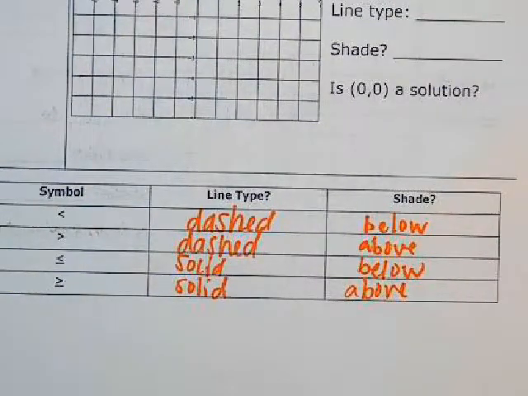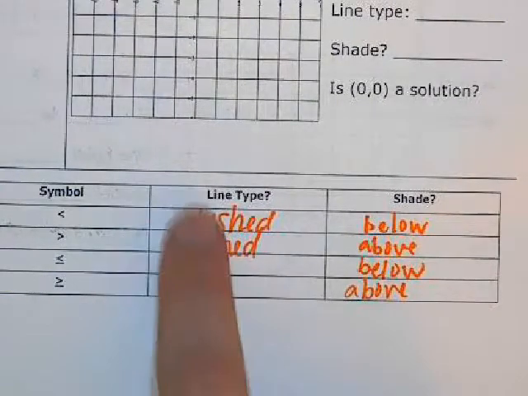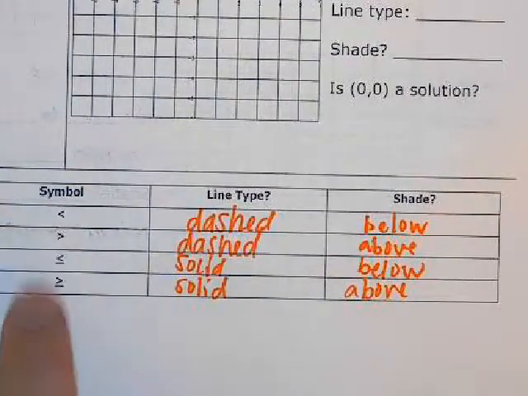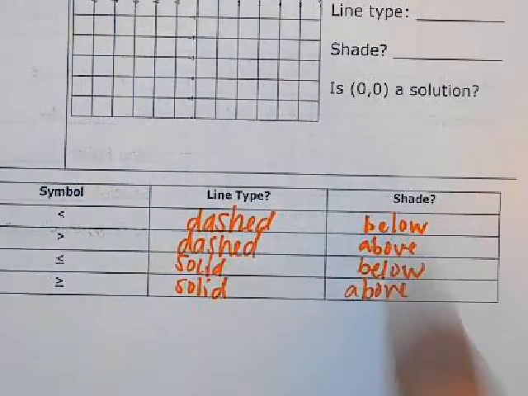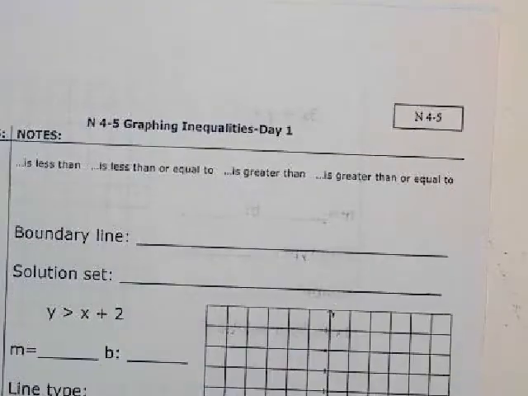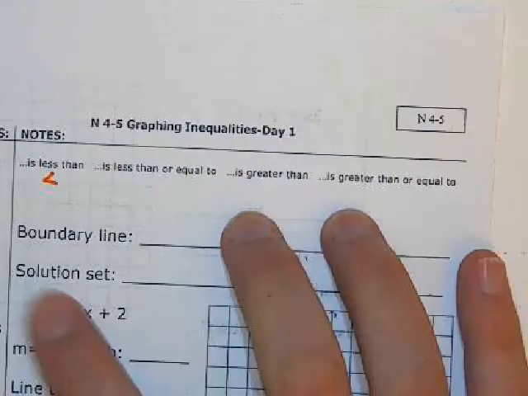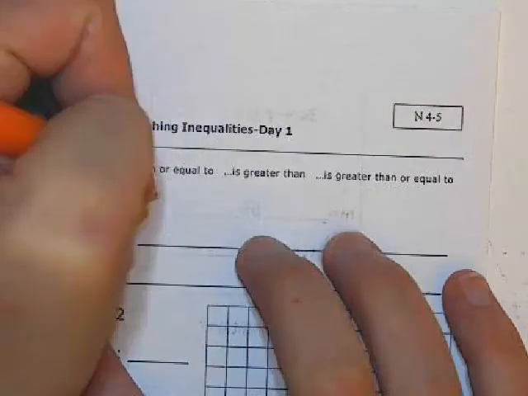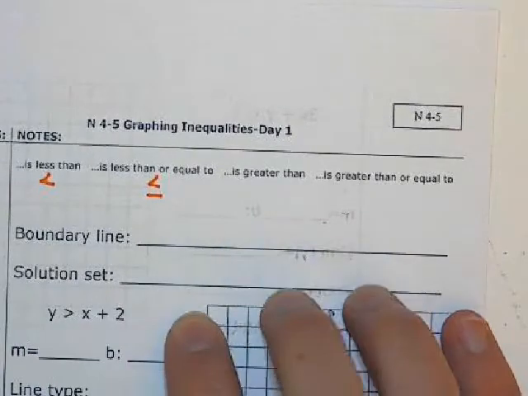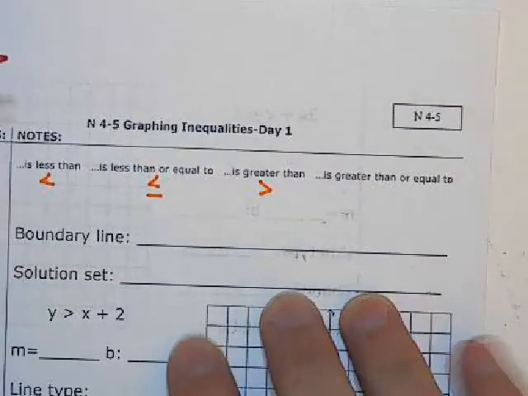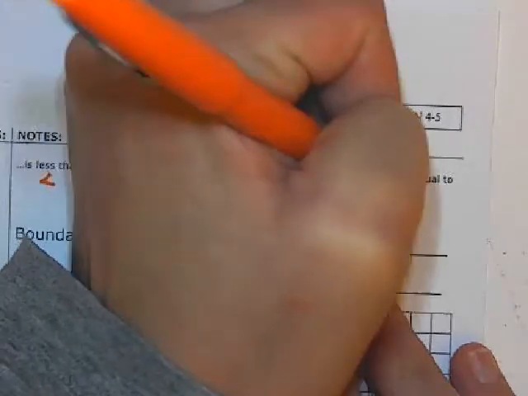Questions so far? Does everybody understand what type of line and how to shade? Either above or below. Okay, dashed or solid line, depending if it has a line under the symbol or not. Above or below, depending if it's greater than or less than. Okay, flip it over. Let's go to the front. Okay, so review. Less than, I want you to write the symbols. How would they look? Less than is like this. Less than or equal to. Greater than. Greater than or equal to.